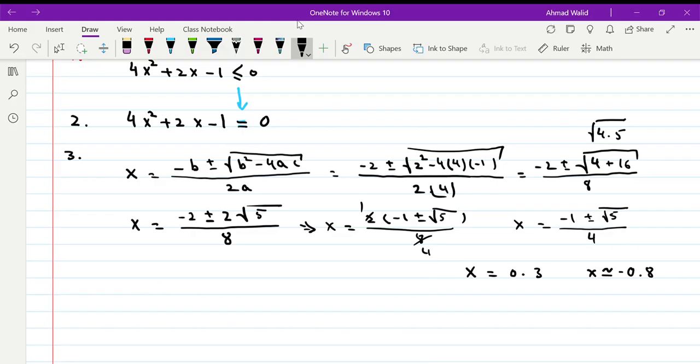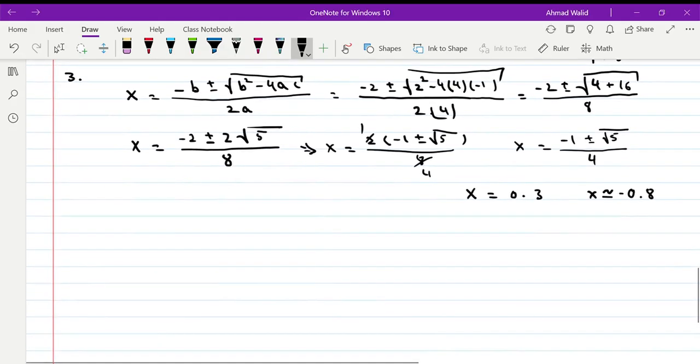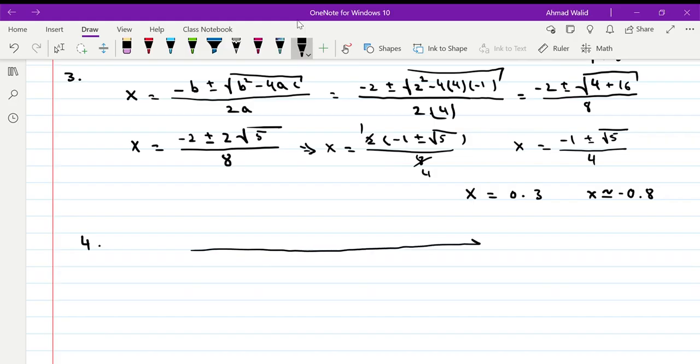Negative 0.8. Correct? Now, in step 4, I'll draw my number line. And I'll put these 2 points on the number line. Here, negative 0.8, I'll just mark, right? And here, 0.3. Which one goes to the right? Which one goes to the left? That's important, because when I was explaining an example for you, I put the numbers in the wrong places, then I corrected. You should be careful which number goes to the left, which number goes to the right, correct? Draw your boundaries here.